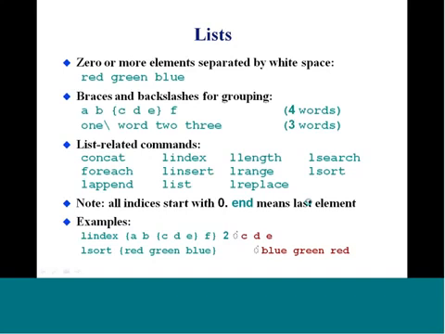Now let's talk about the lists. The lists are nothing but zero or more elements separated by white space. Again, the key component is the zero. Essentially, it need not be just one, it can be zero. And here, red green blue is a list essentially because it has white space in between. The curly braces and the backslashes are for grouping. This we saw earlier. So here A B {C D E} F, where C D E is enclosed in curly braces, so this is treated as just one unit. So there are actually 4 words, which are A, B, C D E, and then F.